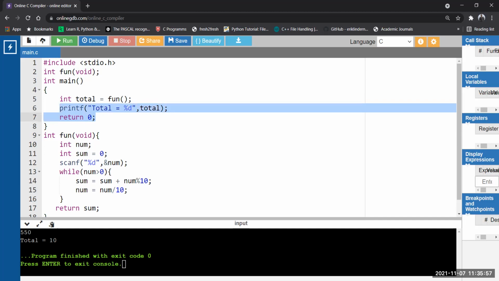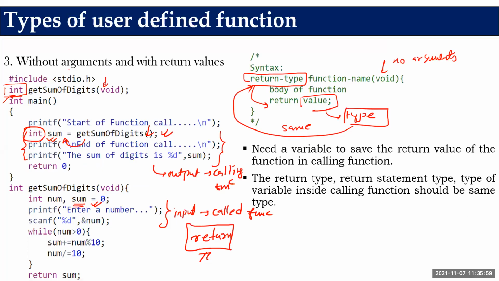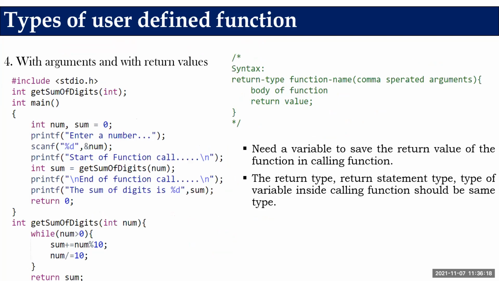So what is the type 3 category? Without argument. Without argument means input will be taken care of by whom? By the called function. And with return value means output will be taken care of by the calling function. That's the easiest way to remember. So I hope type 3 is clear. Now the last category, mix all, returning as well as argument. So with arguments and with return value.